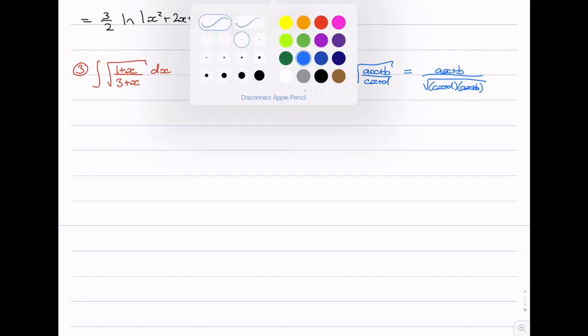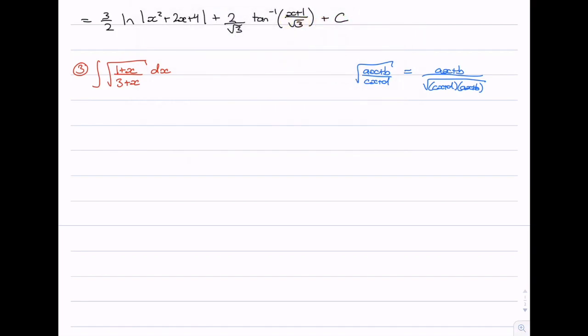So what we want to do is rationalize the numerator. So we're going to get 1 plus x divided by the square root of 3 plus x times 1 plus x. If we expand out that bit underneath the square root, we'll get 3 plus 4x plus x squared.